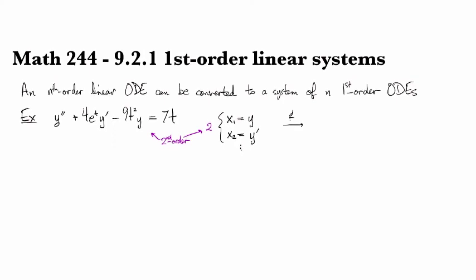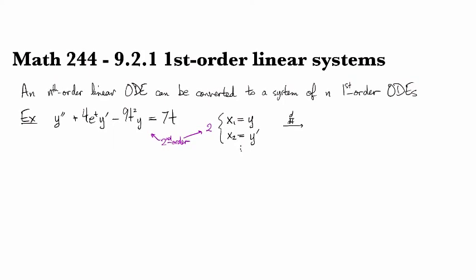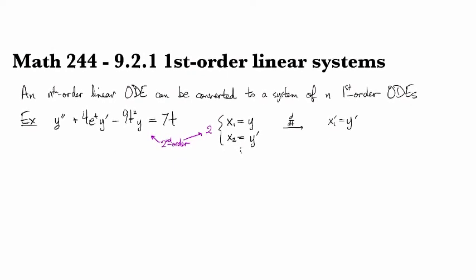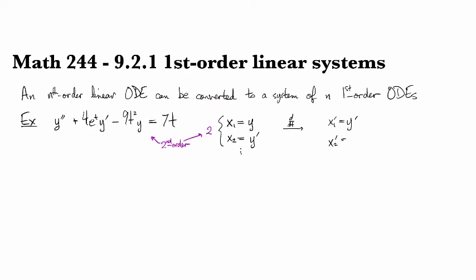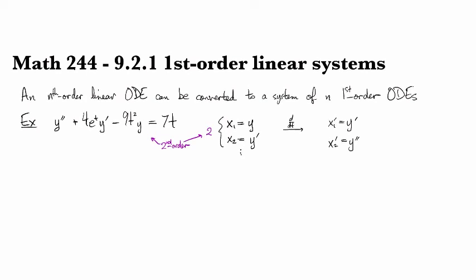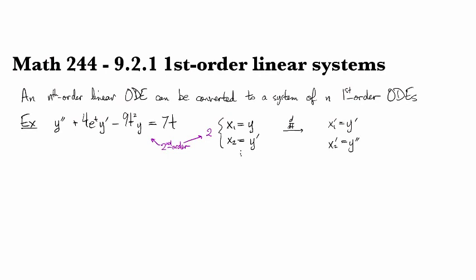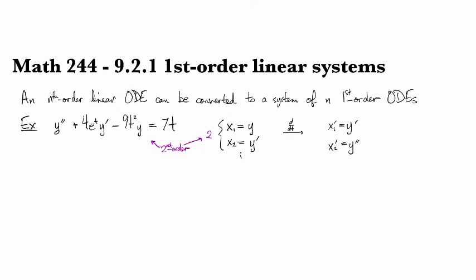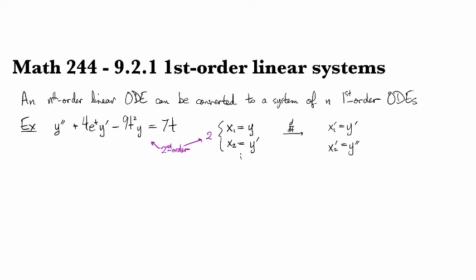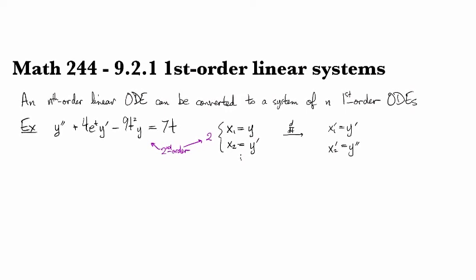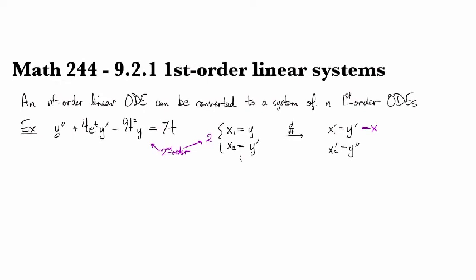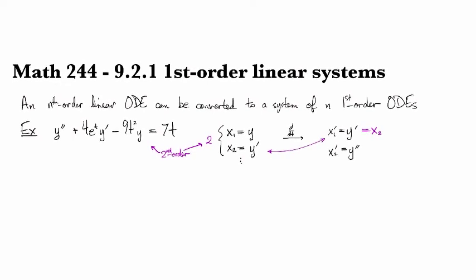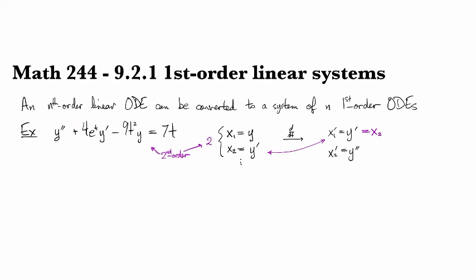Now, from this, let's see what happens if we take derivatives. So if we do d/dt of this, then we see x1 prime is equal to y prime, and x2 prime is equal to y double prime. So now I've got everything that I need to substitute into this equation. I've got a y double prime, a y prime, and a y. And you notice also that x1 prime is y prime, which is also the same thing as x2, because that's what we chose x2 to be back in the first place.